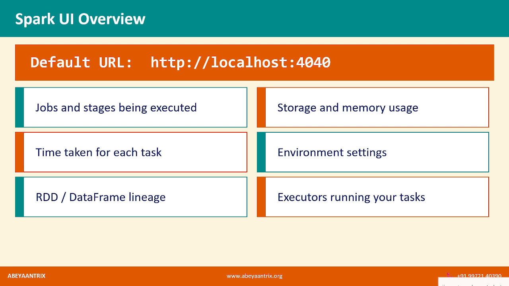Now, where can you view the Spark UI? It is localhost 4040. This is the URL where you can view the Spark UI. Just now I showed you that. So what all things can you find here? You can find jobs and stages being executed. You can find the storage and memory usage, how much storage and memory is used, the time taken for each task, and environment settings. That I have shown you, right? Environment settings, executors, how many executors are running your task, and also it shows RDD or DataFrame lineage.